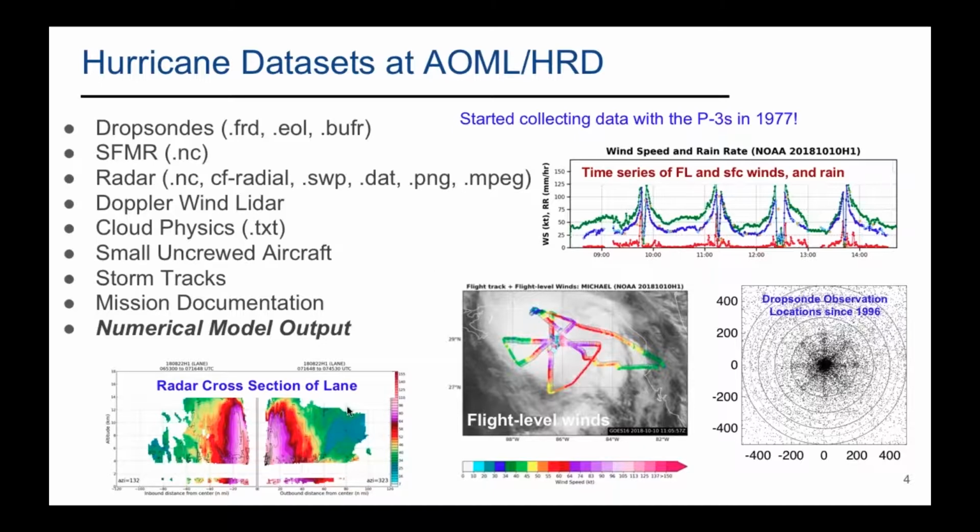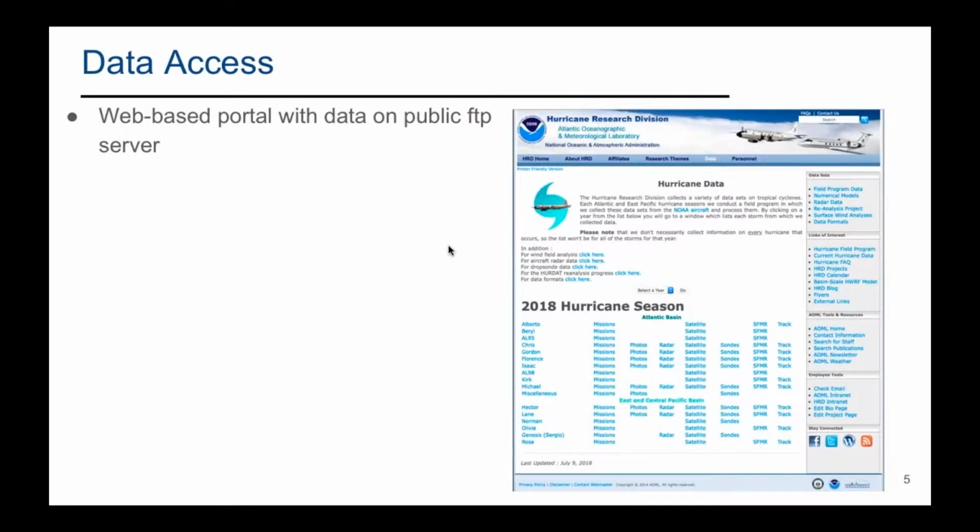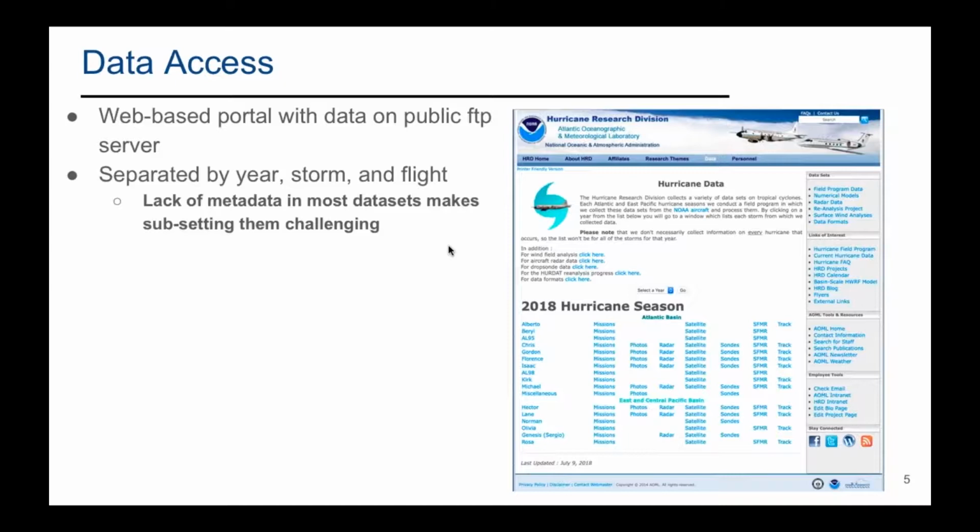We started collecting data with the P3s in 1977, so we have a pretty long historical record. We actually have data from other aircraft going back to 1960. So this is a very large data set with a vast amount of information that we need to make sure is preserved and made easily available for users to get the most out of it, so that we can learn as much as possible and implement into operations to get the best forecasts to help protect life and property when storms are threatening coastlines.